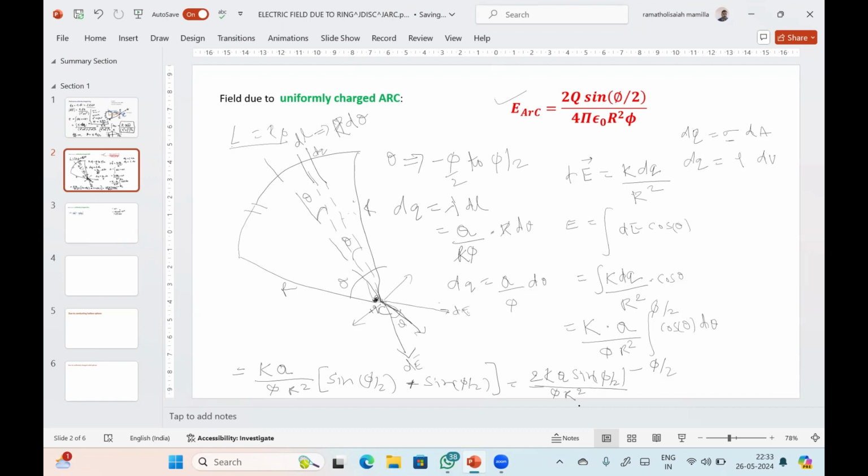Now you can substitute the given phi value, pi by 4, pi by 2 or 2 pi, and you will get the answer. For 2 pi, the total ring, the field at the center is 0, since sin pi will be 0. For pi by 2, you can substitute, and for pi by 4, 1 by root 2 will come. Phi is the angle of the arc, which can be 30, 60, whatever you are given. You substitute and you will get the answer. So the ring and the arc are completed.